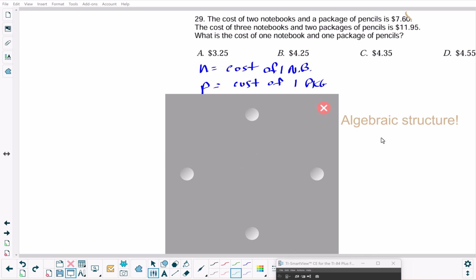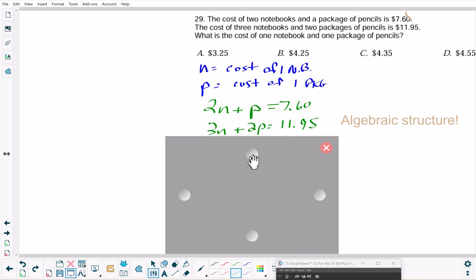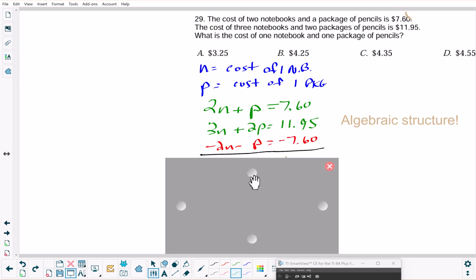And this way uses what we call algebraic structure, or the structure of algebra. So here was one of our equations. Here was the other equation. I'm going to take that first equation and multiply it by -1. Get -2n, -p, and -7.60. And I'm going to add it to this second equation. So I'm going to add these 2 equations right here. And I'm going to be left with 1n plus 1p equals 4.35.